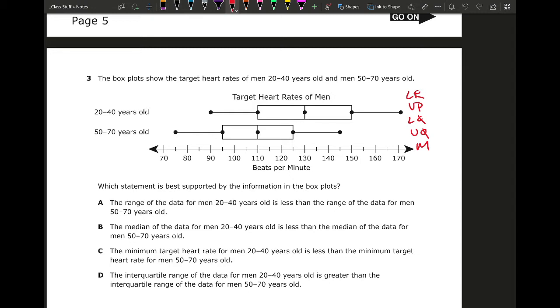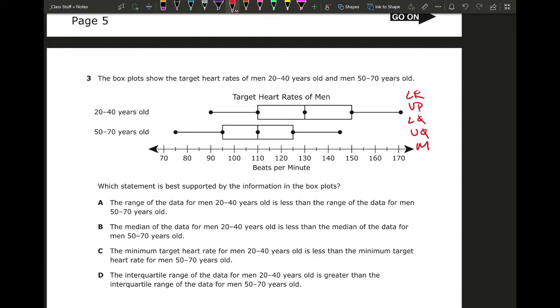Okay? The lower range is going to be the first point. The upper range is going to be the bigger point. Then we have the lower quartile is going to be the median of the lower range, or the first half. And then the upper quartile is going to be the median for the second half. And then we have the median, which is going to be the middle point in the box and whiskers.